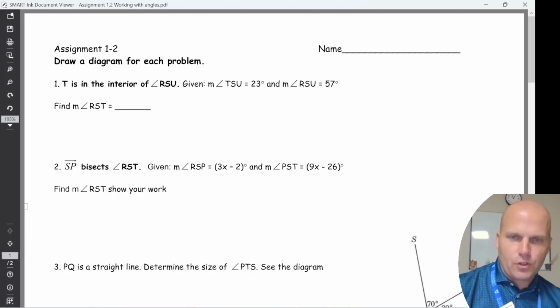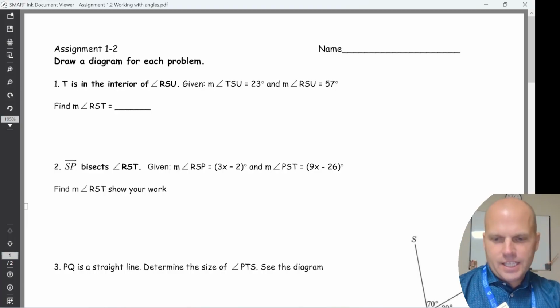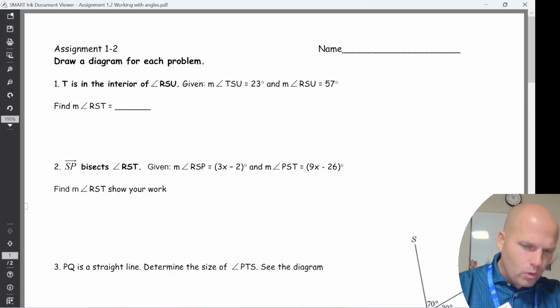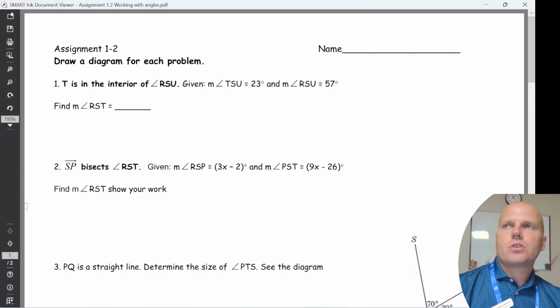It's very similar to the first assignment, only we're talking about angles. Just understand creating angles, how line segments can bisect angles, or just kind of lay in the interior. Don't make any assumptions. Set up the angle, understand what parts you know, what parts you don't know, and work with that. So the first question, number one, says assignment 1-2, draw a diagram for each problem.